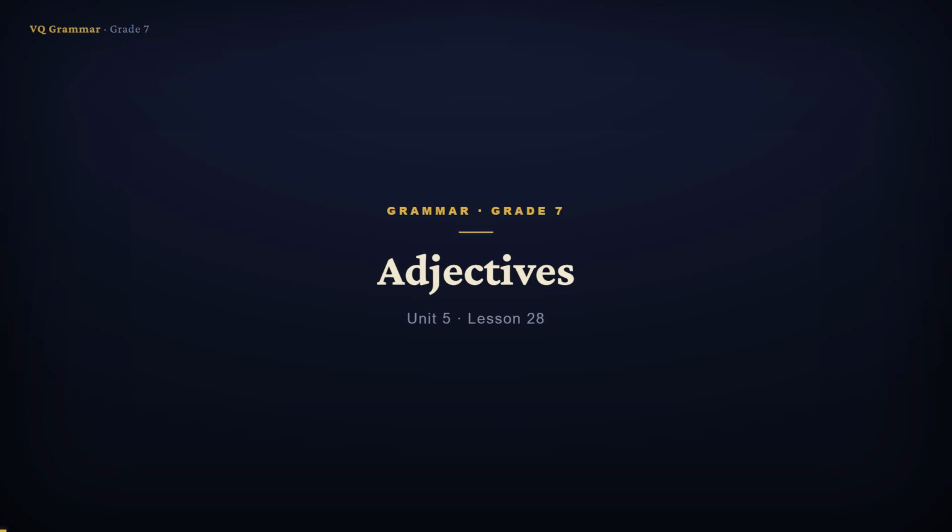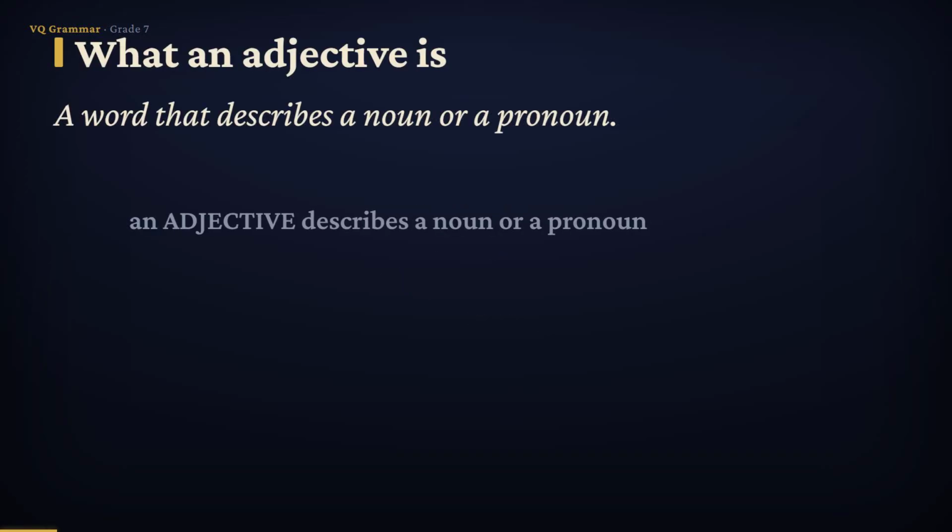This is Unit 5, Lesson 28, and it's the very first lesson of our new unit on adjectives and adverbs. Today, we're all about adjectives, the describing words that add color, detail, and precision to the nouns around them. By the end, you'll spot an adjective anywhere it hides, whether it's sitting in front of a noun or tucked in after a linking verb. Let's get started. So, what exactly is an adjective?